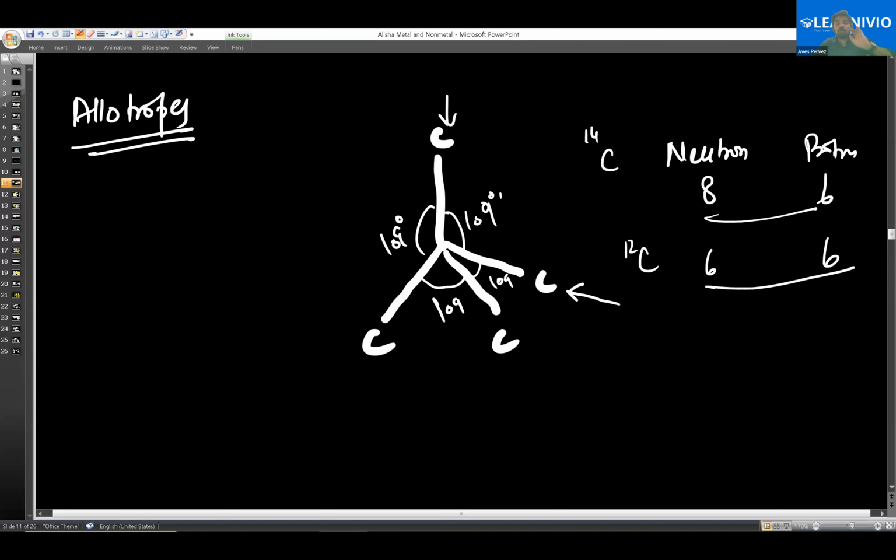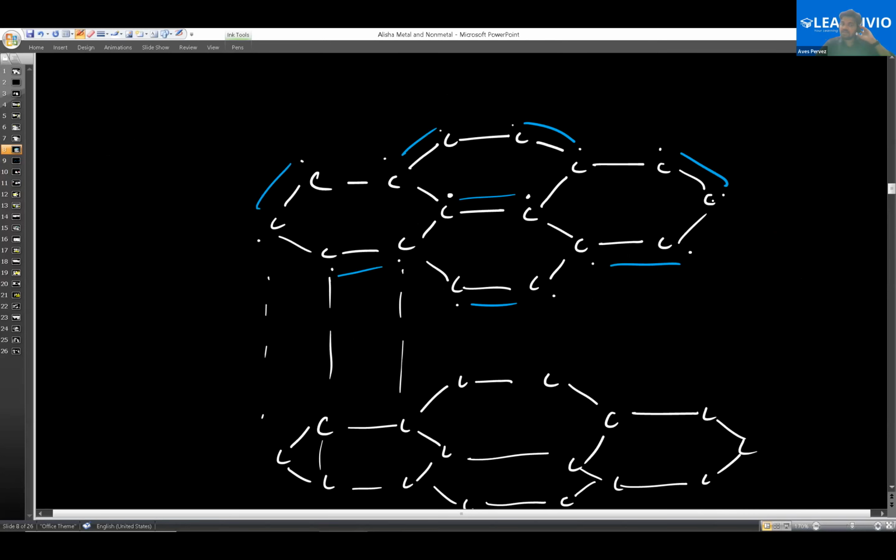What are allotropes? Allotropes are existence of the same element in nature, like carbon 12 and carbon 12, all carbon 12 atoms. But if you arrange those carbon 12 atoms in a tetrahedral structure, it will become diamond. If you arrange these carbon 12 atoms in a hexagonal structure like this way, then it will become graphite. And graphite is slippery. Why is graphite slippery? Because graphite can slide one layer over the other.